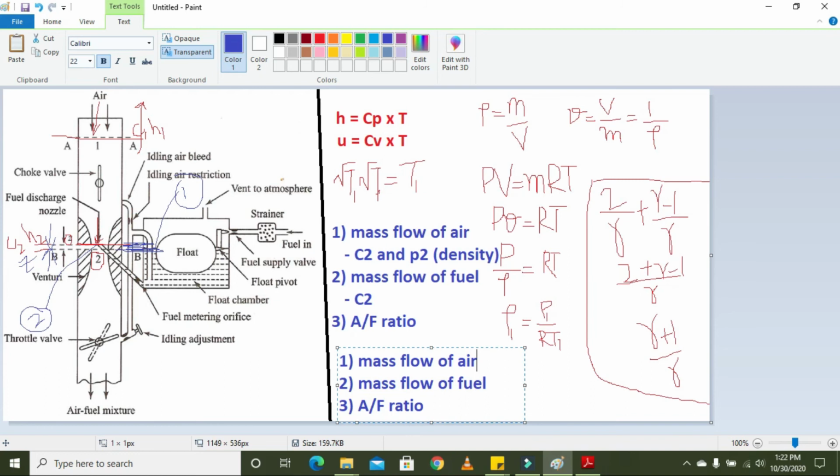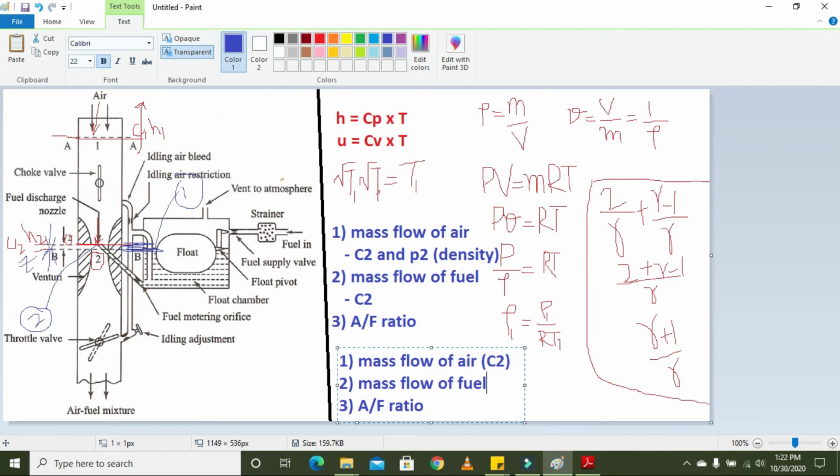But the difference will be, in order to obtain the mass flow rate, you will only require to calculate C2, because there are no changes in the density, and the calculation for the C2 would be very much easy as well, because in the first part, in the first derivation, air was considered as a compressible fluid. You cannot apply the Bernoulli equation on the compressible fluids. And in the second derivation, air is an incompressible fluid.